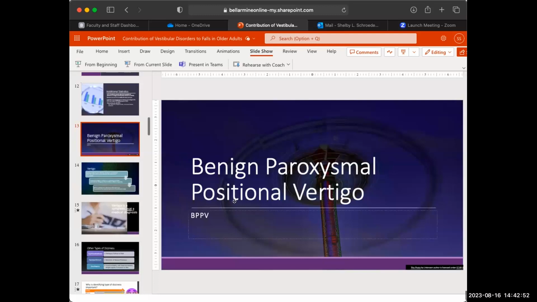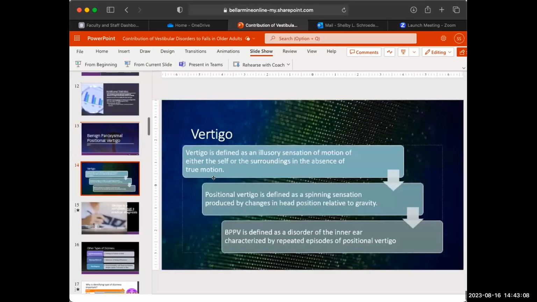So BPPV, this is spelled out as benign paroxysmal positional vertigo. People that have this might feel like they're going round and round, like this ride right here. Some definitions related to vertigo: it's the sensation of motion of the self or surroundings, but they're not actually moving. So the brain is playing tricks on the person to make them think they're spinning or the room is spinning. And positional vertigo, which is what happens with BPPV, only happens in a certain head position.